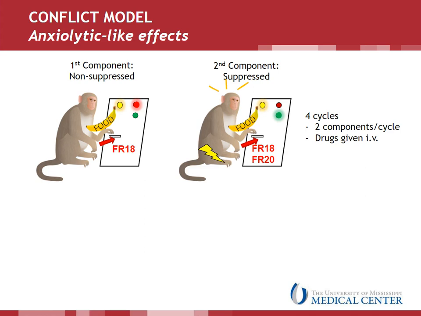During a separate component, the same response requirement leads to food delivery, now associated with a different stimulus light, a green light instead. However, during the schedule of food delivery, a concurrent schedule of foot shock delivery is present under a different response requirement, in this example in fixed ratio 20, or 20 lever presses. And once the animals learn that responding under the component with a green light will result in the presentation of foot shocks, animals basically stop responding under that component, which now can be called a suppressed component.